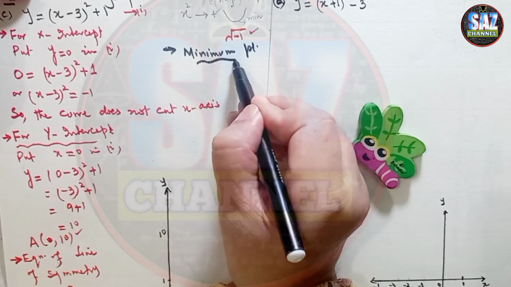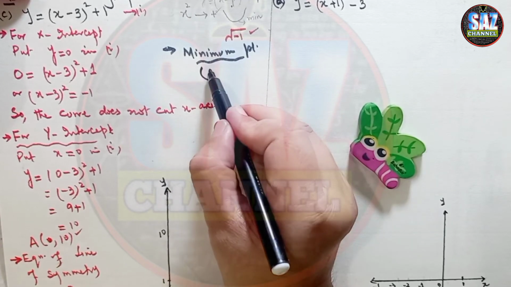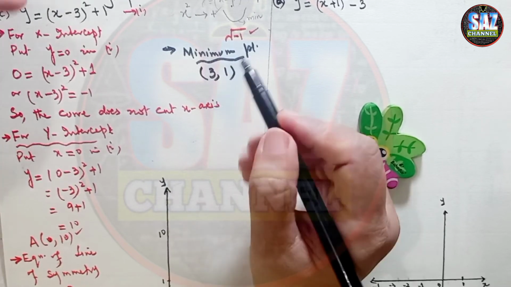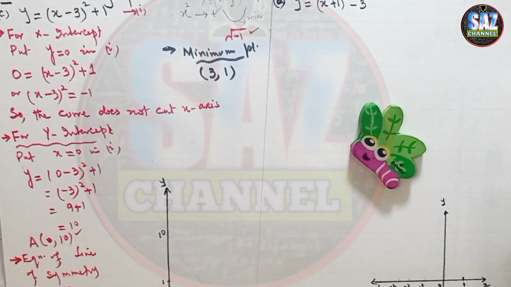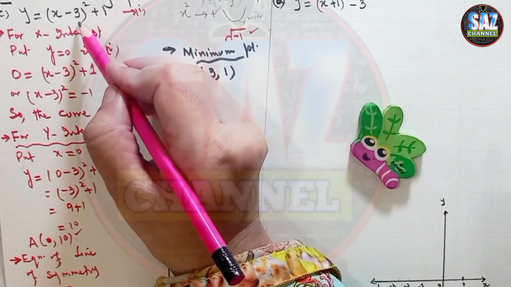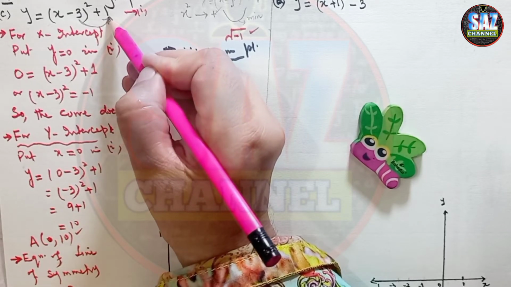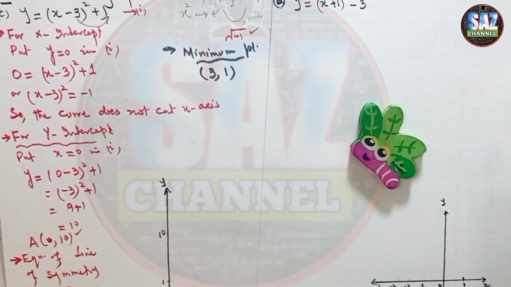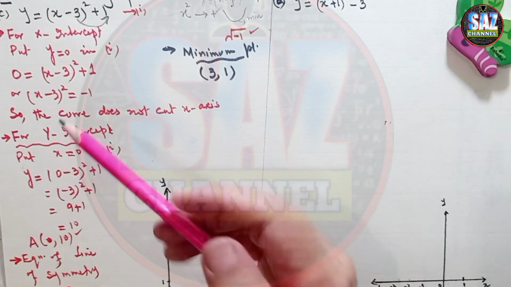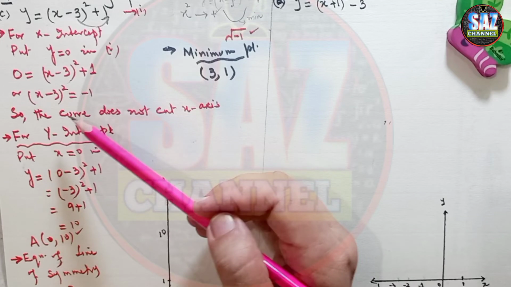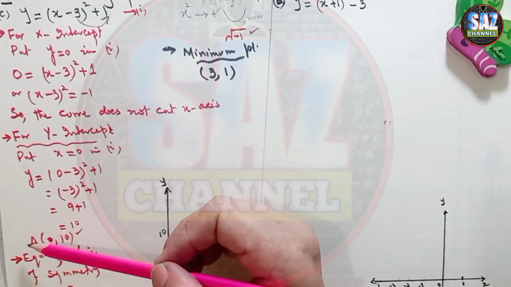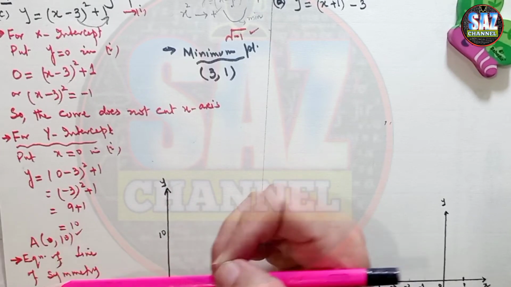For minimum point, that will be 3 and 1. These two places will be helping us in (x minus h) whole square plus k form. These 2 points will be helping us in identification of line of symmetry and the minimum point. Now it's the time. We have our x-intercept. We have decided about the x-intercept. We have our y-intercept. We have the line of symmetry with us.